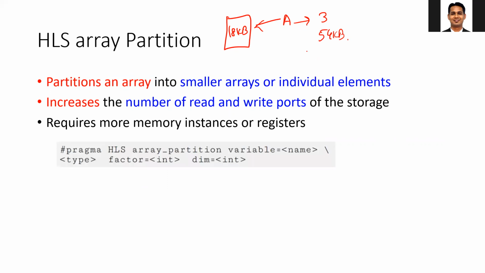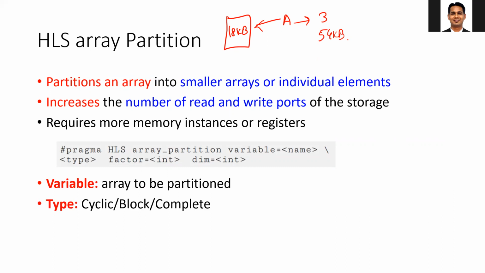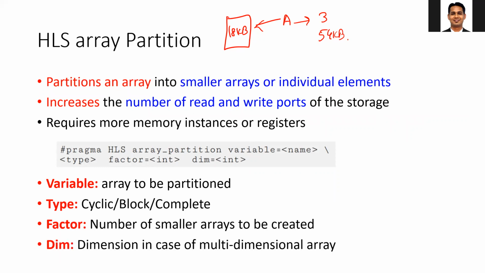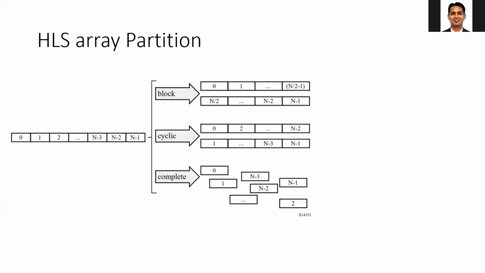This is the syntax where you have the HLS array partition pragma. You give which array is to be partitioned. You decide the type of partition, whether it's cyclic, block, or complete, and you decide the number of arrays to be created at the output. And in case of a multi-dimensional array, you give which dimension you want to partition. For example, here you can see that I have the array A, which consists of 10 elements.